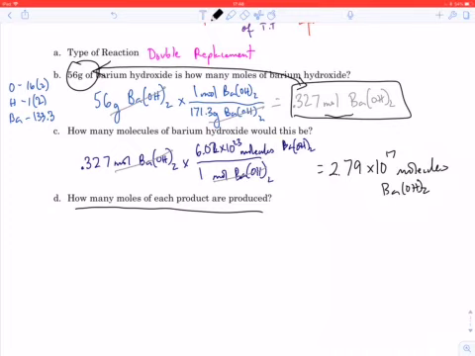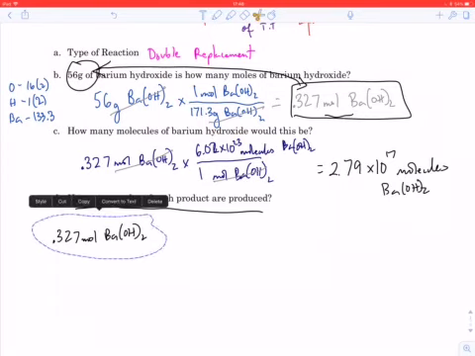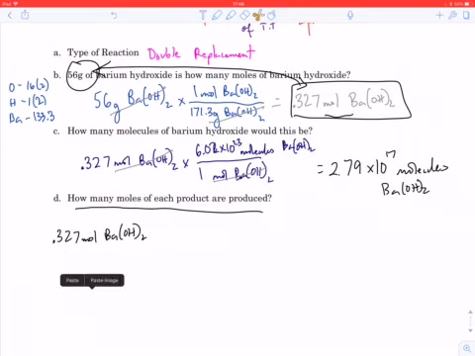So how many moles of each product are produced? This is where the mole ratio comes in. So if I start with 0.327 moles of BaOH2 for both things. I did learn this relatively recently. Okay, so there we go. So I have 0.327 moles barium hydroxide.